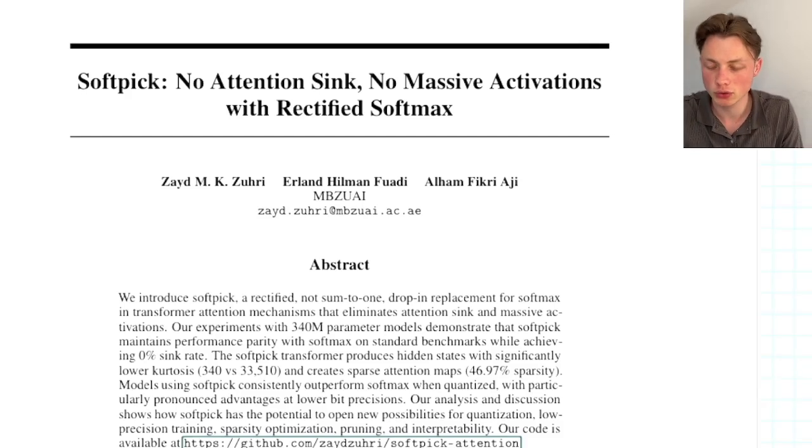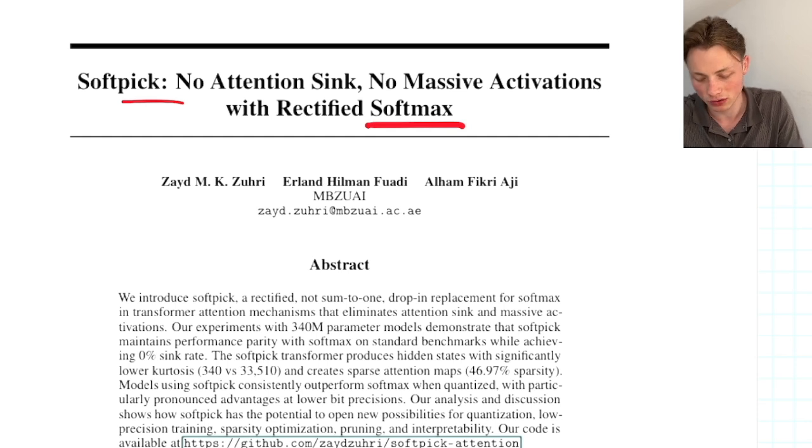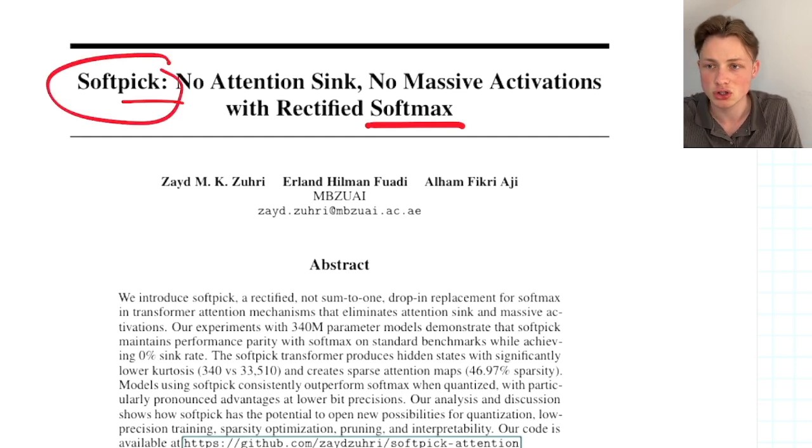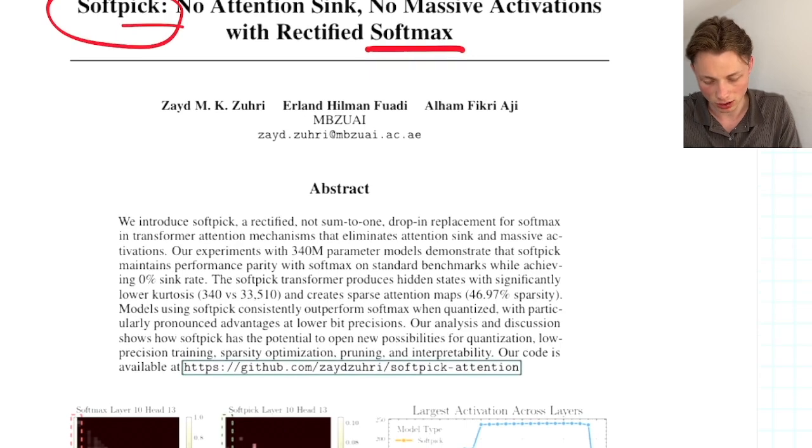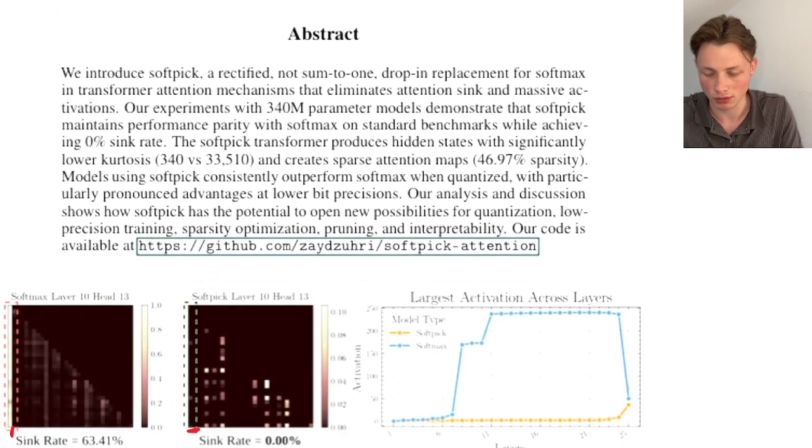Welcome to this video. Today we're talking about Softpick: no attention sink, no massive activations with Rectified Softmax. This paper was published 5 days ago by the Mohammed bin Zayed University of Artificial Intelligence, and the overall idea of this paper is to replace the Softmax function in the attention formula with a so-called Softpick function, and this should bring some benefits with it. So let's find out what the benefits are, and let's read the abstract therefrom.